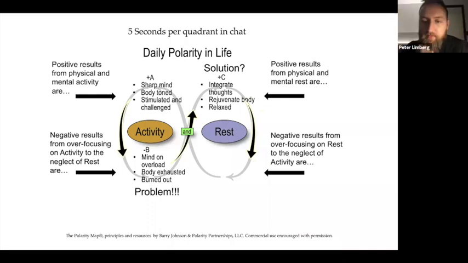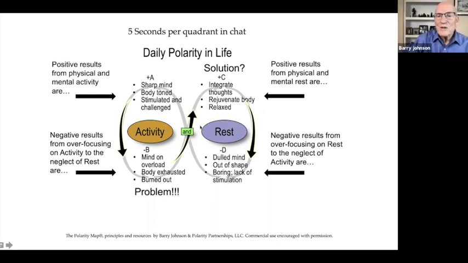Depression, boredom, laziness. Absolutely. So instead of a sharp mind up here, you have a dulled mind. Instead of being body toned, you're out of shape. And instead of being stimulated and challenged, it's bored and lack of stimulation. So the real opposites in a polarity map, notice, are these diagonals. The diagonals are the real opposites.